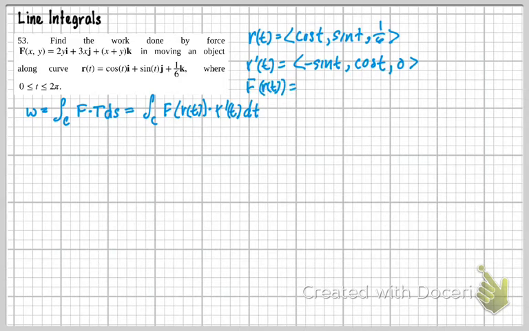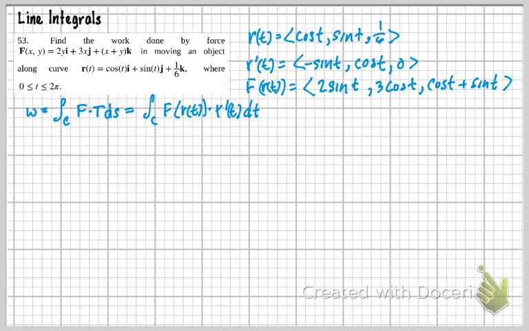And then we have our F of r(t), and that's going to be ⟨2 sin t, 3 cos t, and it's x plus y, so x plus y⟩. So cos t plus sin t, and there's our F(r(t)).